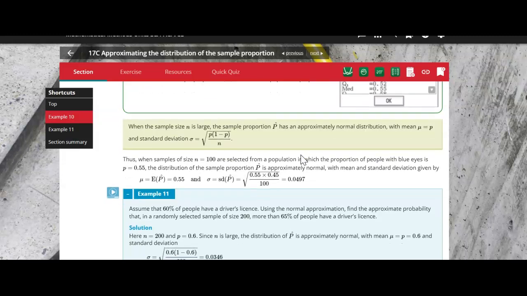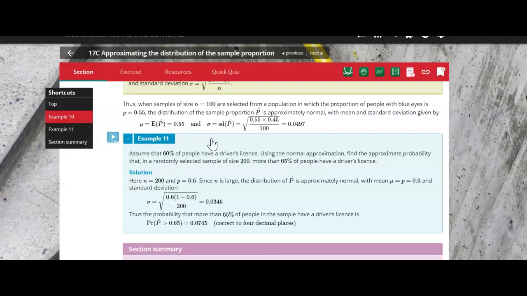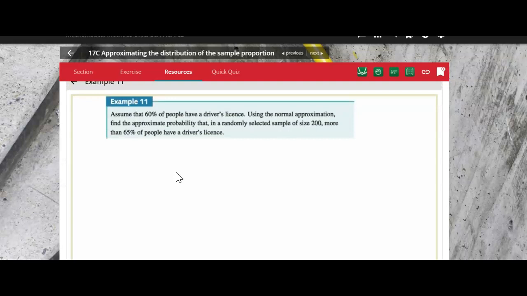Let's have a look at example 11, and I'm going to play that because I've got a video. What we're dealing with in this question is an assumption that 60% of people in the population have a driver's license. We use the normal approximation to find the probability that in a sample of size 200, more than 65% of these people have a driver's license.